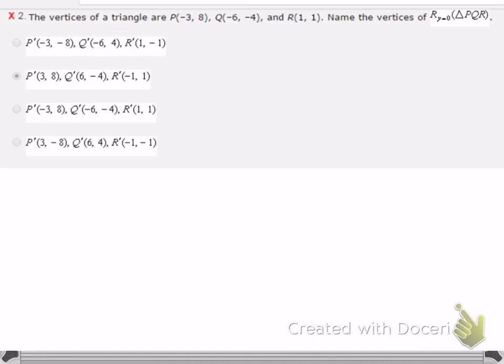This is a frequently asked question from week 25. The vertices of a triangle, P, Q, and R, are given, and we have this notation. A lot of students have difficulty deciphering what this is asking us to do. This is asking us to find a reflection, capital R is a reflection.